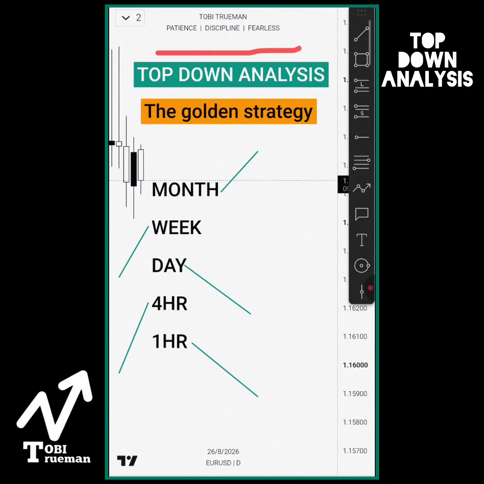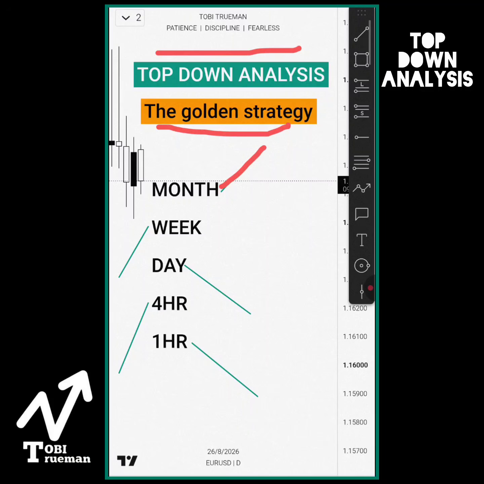It's a kind of strategy that we can call the golden strategy. And when we mention top-down analysis, it is when we look at the chart starting from the higher time frame, then to the corresponding lower time frame. In this scenario right now, we can be looking at the monthly chart. When you want to look at any pair or any type of trading, you have to look from the monthly chart. That's the higher time frame.